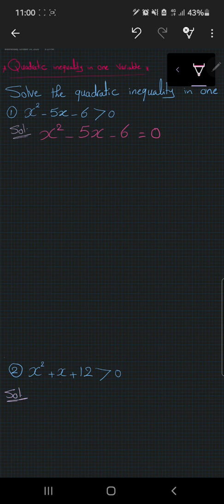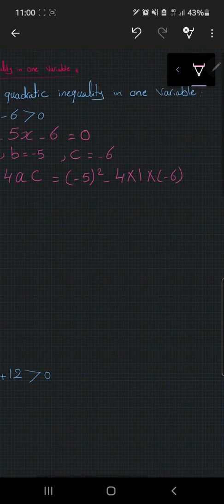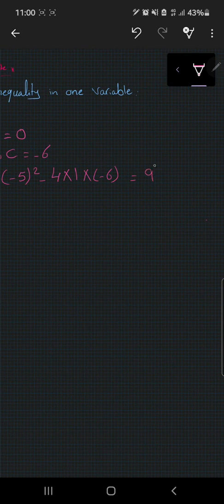We want to get the discriminant to know whether the discriminant is greater than 0 or less than 0 or equals 0. So determine a and b and c by substitution in the discriminant, equals b power 2, negative 5 power 2, minus 4 times a times c. The result will be 9. 9 is a positive quantity greater than 0.